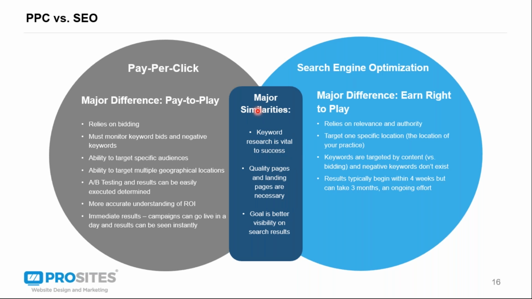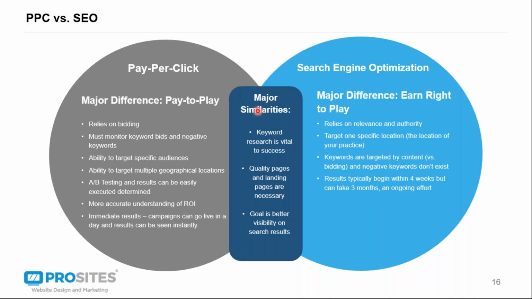You have to understand how you want to target your keywords. With pay-per-click, it's going to be by bidding on specific keywords. You explicitly tell the dashboard which keyword you want to bid on. And with search engine optimization, you target by adding those keywords throughout the content of your site.